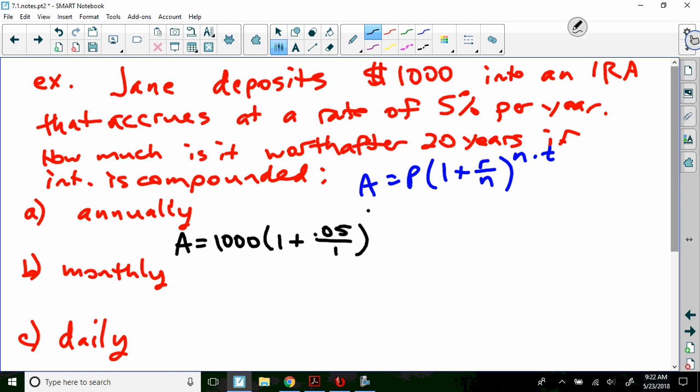So to the 1 times, what do I use for T here? 20. Good. So you can punch that in on your calculator. And I hope everybody can come up with the same dollar amount, because Tuesday's quiz, there's going to be 5 of these. So see if you can punch that in.